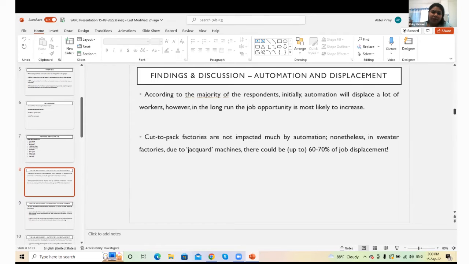Automation and displacement. According to the majority of the respondents, initially, automation will displace a lot of workers. However, in the long run, the job opportunity is most likely to increase. Cut-to-pack factories are not impacted much by the automation. Nonetheless, in sweater factories, due to jacquard machines, there could be up to 60 or 70% of the job displacement.